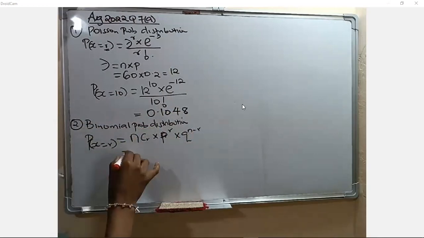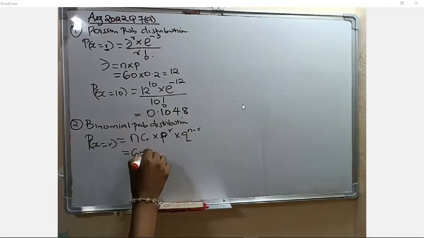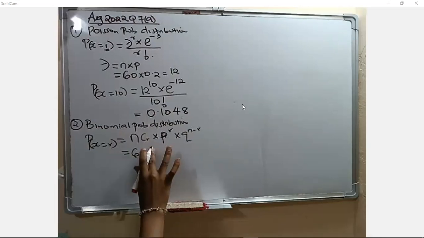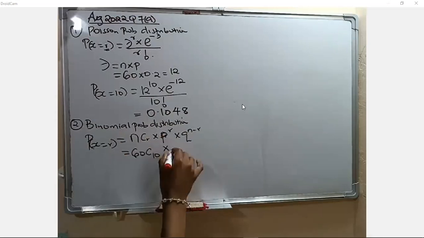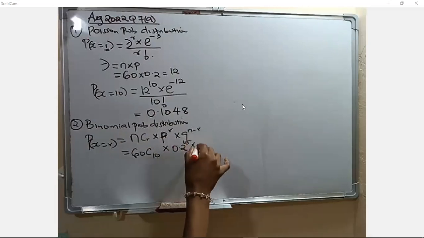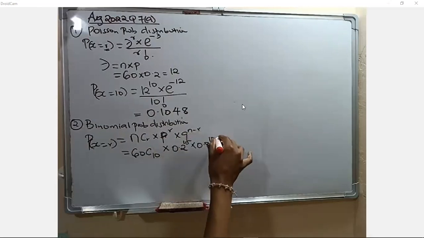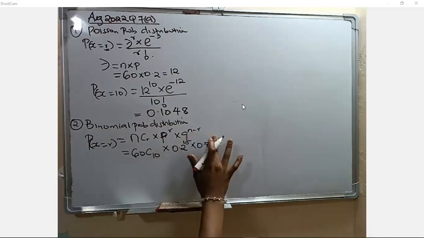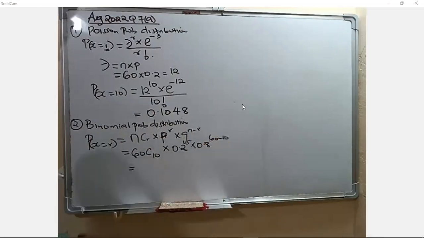Remember, we said our N is 60. As per the question, we multiply by 60 combination 10, because the examiner is asking 10. We multiply by the probability of success the examiner gave you, 0.2. You raise to power 10 times our Q, which is 0.8 now. You raise to power 60 minus 10. How much am I getting there?